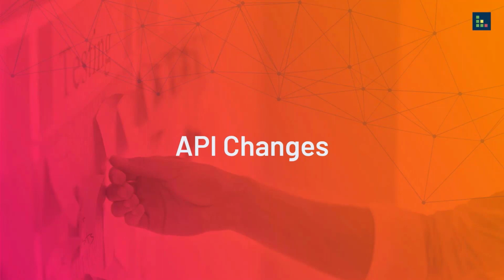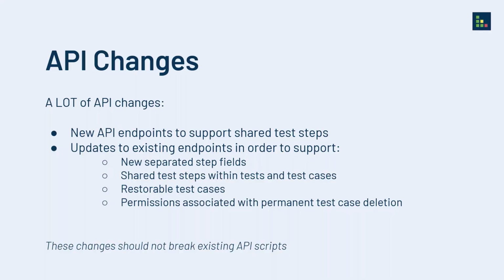To support all of the changes that I've discussed so far, we've made some API updates, just a few here. We have new API endpoints for shared steps. We've also updated existing endpoints to support the new steps fields, shared test steps, restorable test cases, and also permissions to permanently delete test cases. The good thing is none of these changes should break existing API scripts.